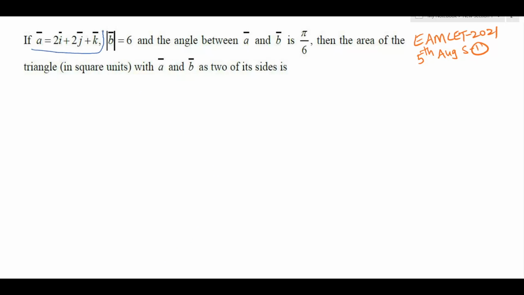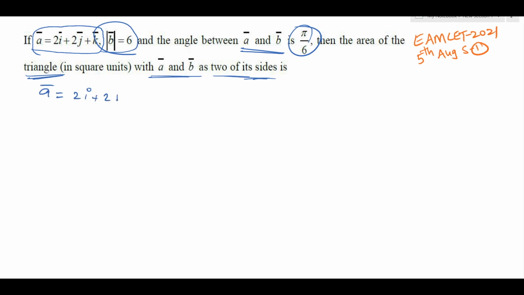If a bar is equal to 2i bar plus 2j bar plus k bar and mod b bar is equal to 6, if the angle between a bar and b bar is 5 pi by 6, then the area of the triangle with a bar and b bar as two of its sides is. This is Eamcet 2021 5th August shift 1 question. Here a bar is given, that is a bar is equal to 2i plus 2j plus k. So now we find mod a bar is equal to under root of 4 plus 4 plus 1, that is equal to root 9 is equal to 3, and mod b bar is given, that is 6, and the angle between a bar and b bar, that is angle c, is given as 5 pi by 6.